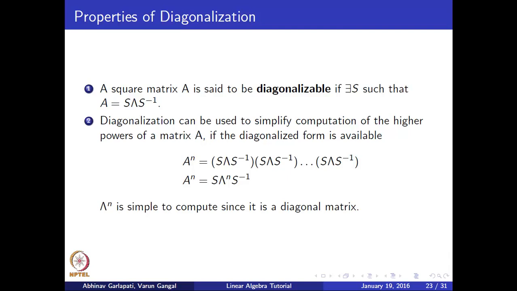Note that it is very easy to compute the nth power of a diagonal matrix, since you just have to raise every diagonal element to the power of n. In this way, the diagonalization has helped us simplify the process of computing A power n. Without this simplification, we would have needed to multiply a non-diagonal matrix n times.